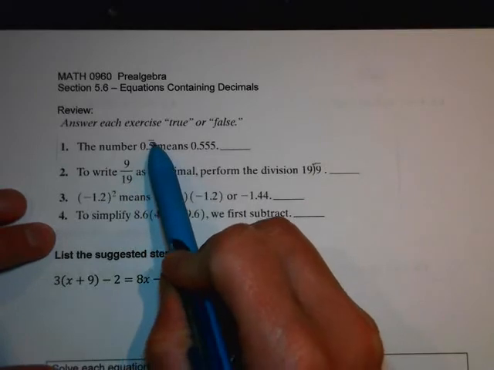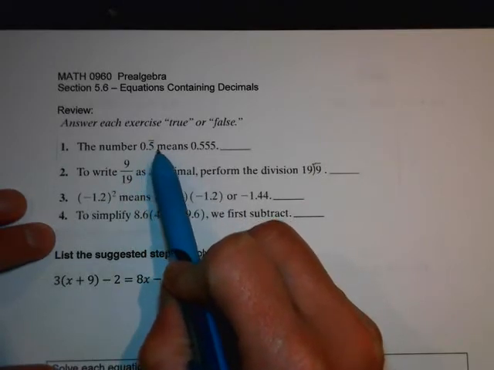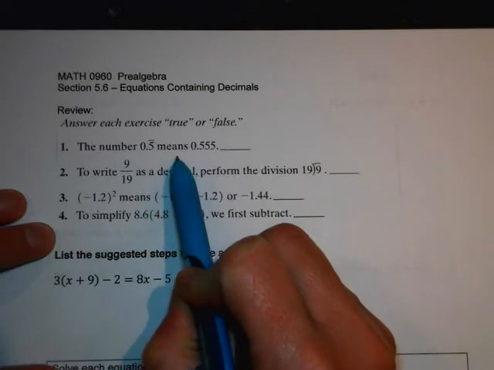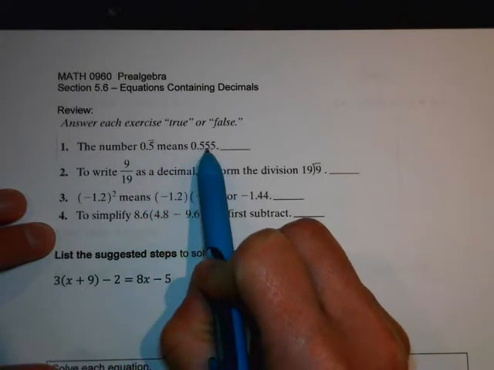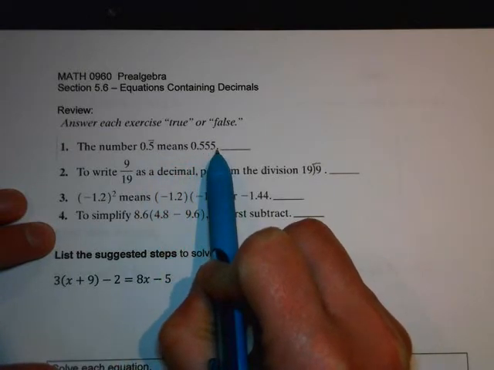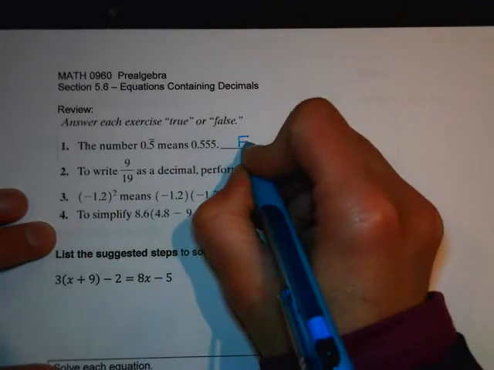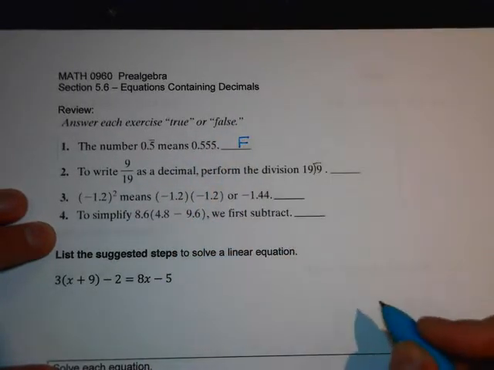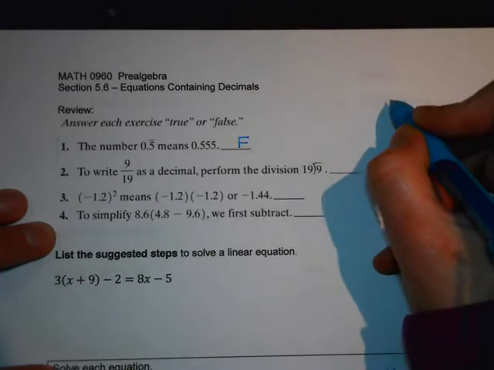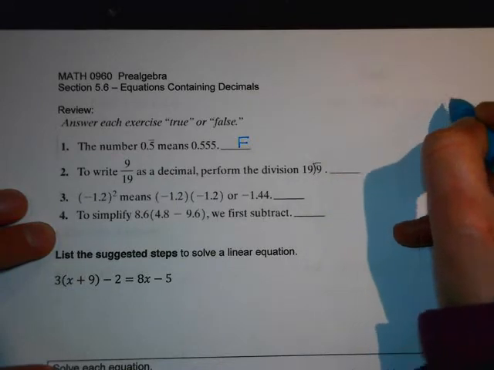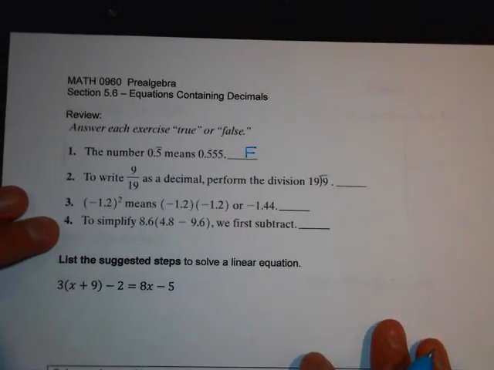So you remember the line means 0.555555 dot dot dot forever and ever. This just says 0.555 period, not dot dot dot. So this is a false. Okay, if it said 0.55555 dot dot dot, then it would have been true.